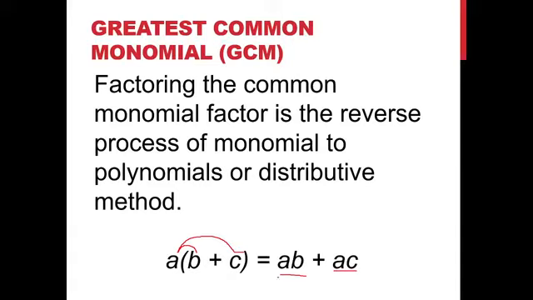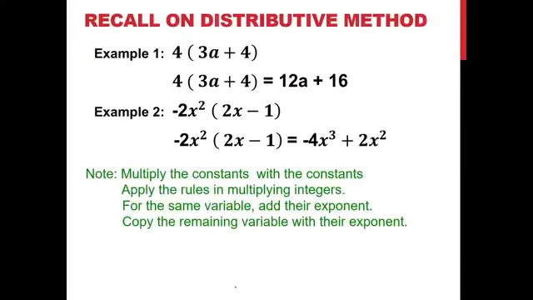So this time, I'm going to give you this, and you will give me the factors. So that's the process now. Let's have a recall. If I'm going to be distributing this, I'm going to get 12a. If I'm going to be distributing this, I'm going to get 16. The same process as example number 2. Distribute to get this.